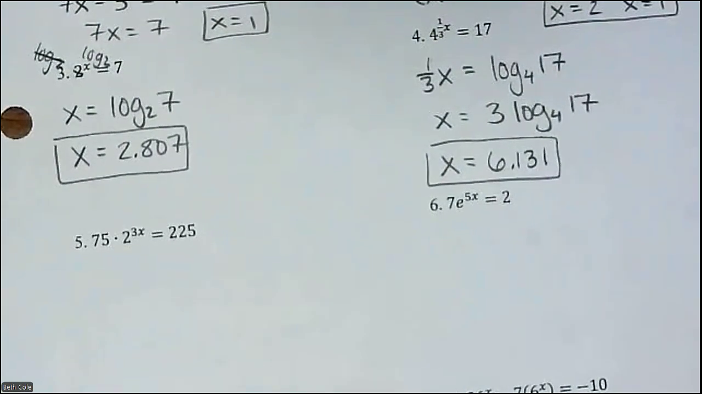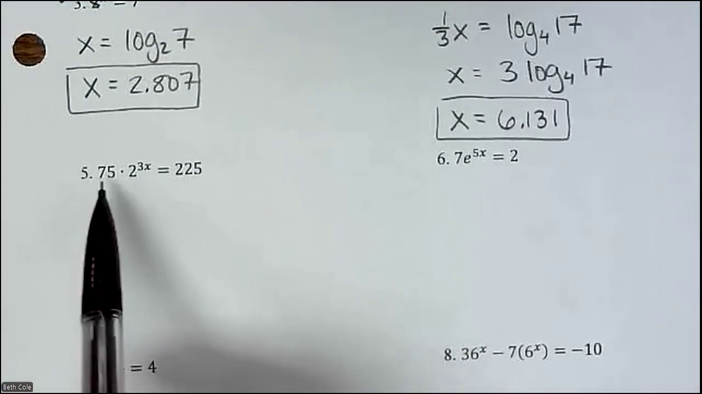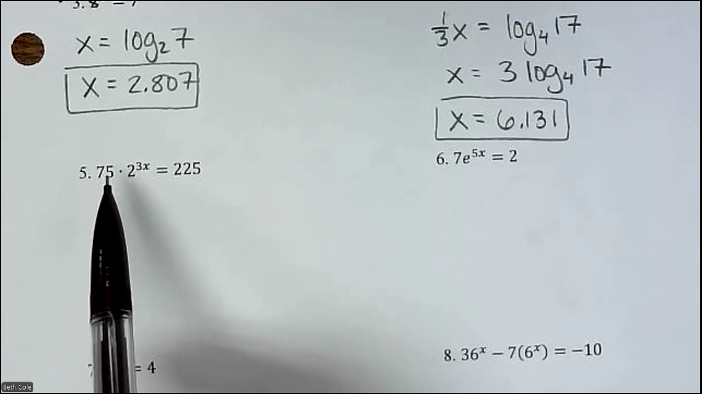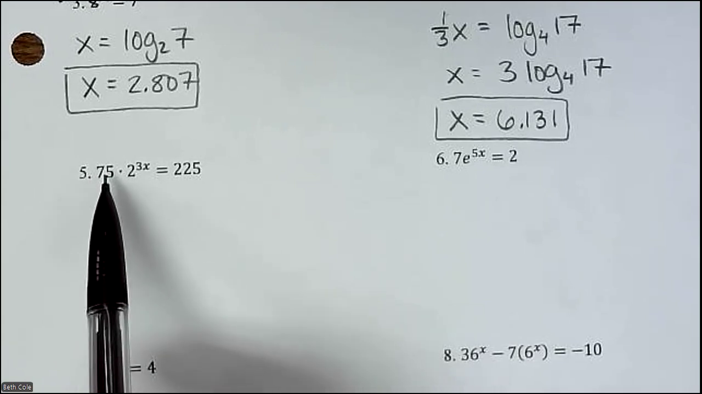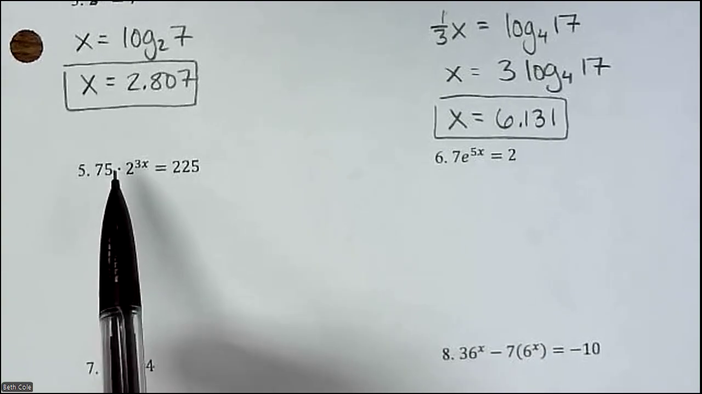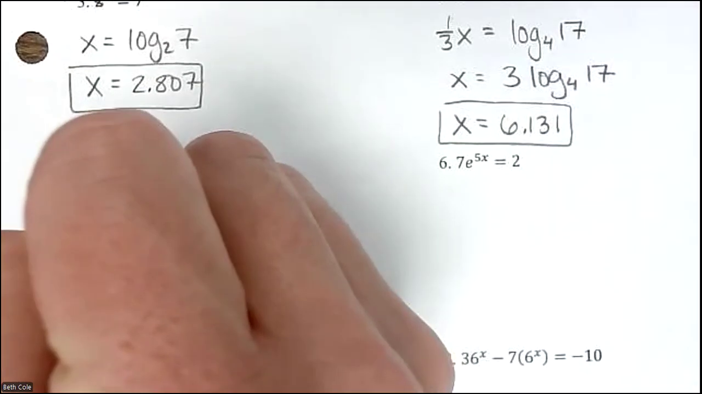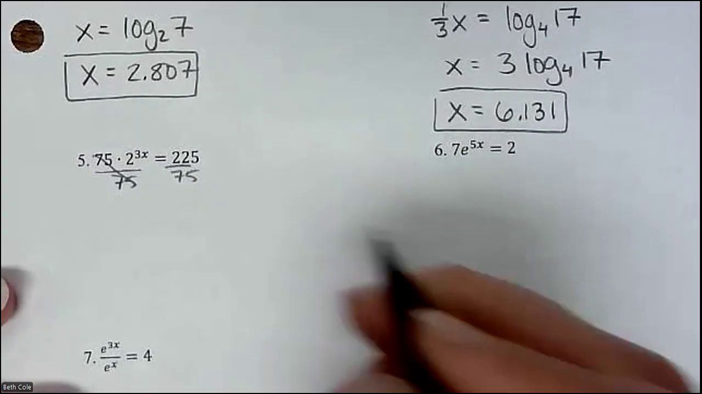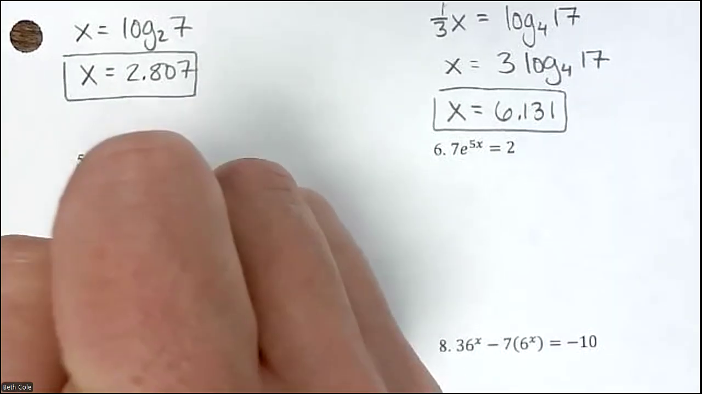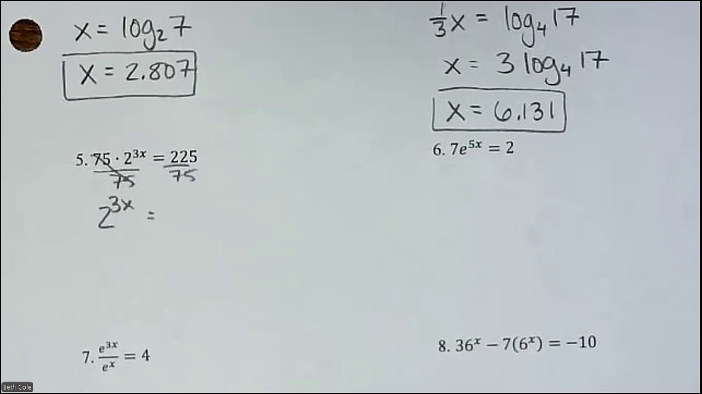All right, cool. Let's try a couple more. Do you see how this one has that 75 out front? Before I do a log base, how would I get rid of that 75? Since it's being multiplied, we would do what? Yeah, divide. We're going to divide both sides by 75. So you get 2 to the power 3x equals, let me type that in the calculator real quick. Anyone want to guess? 225 divided by 75? I think it's a whole number. 3. Cool.